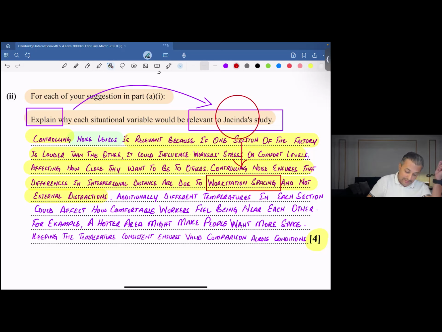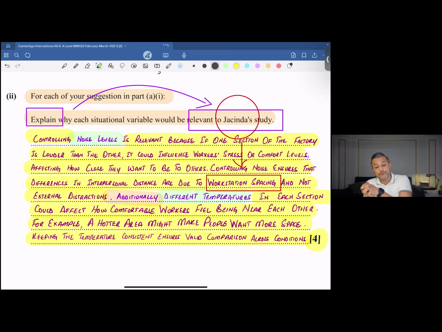Now, moving on to the second one. Additionally, different temperatures in each section could affect how comfortable workers feel being near each other. For example, a hotter area might make people want more space. Keeping the temperature consistent ensures valid comparison across different conditions.